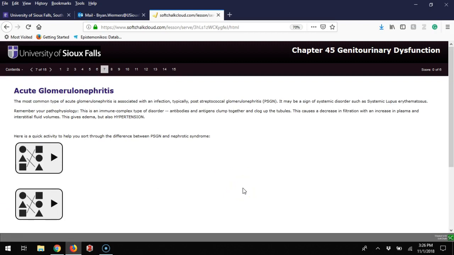So acute glomerular nephritis is the most common thing associated with infection, and this often happens with post-streptococcal glomerular nephritis. We've talked about how dangerous strep is before. It's not that we treat it because of the sore throat, we treat it because it goes into the heart valves, and we treat it because it goes into the kidneys.